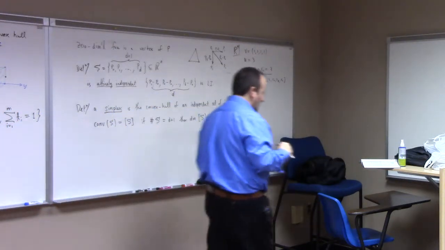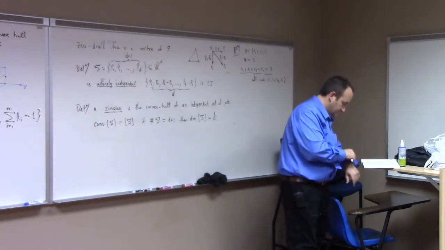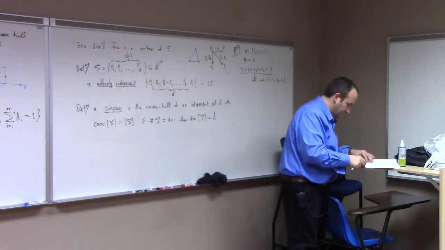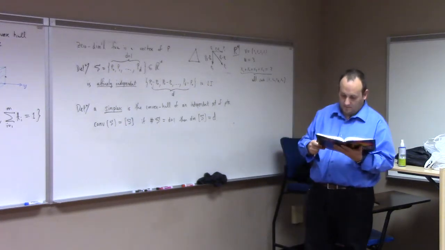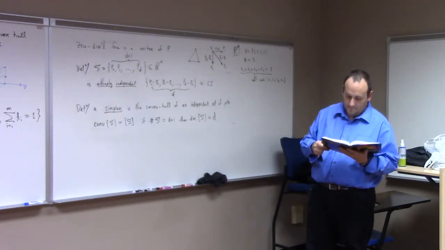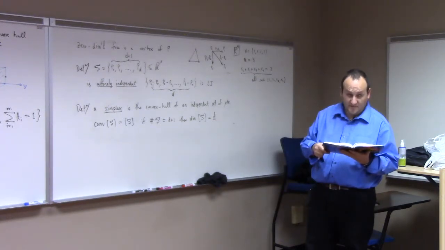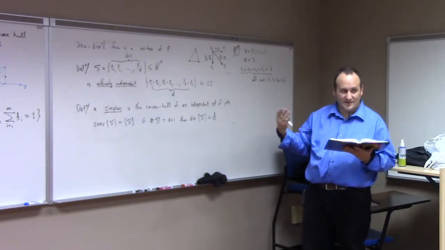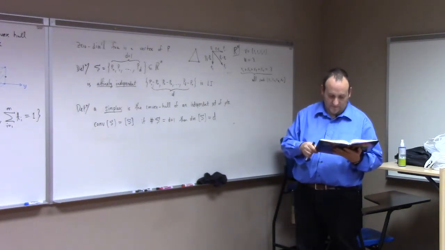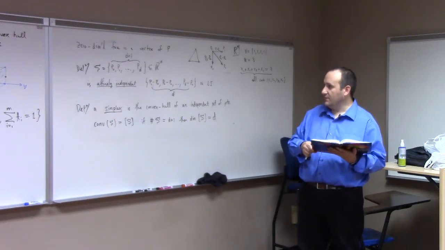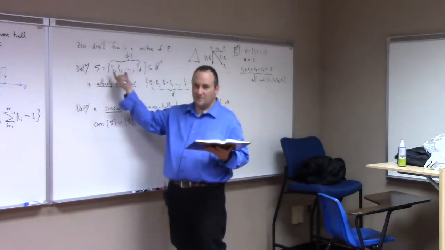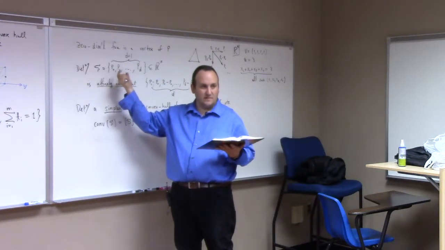He says, because a subset of an affinely independent set of points is itself independent, any proper subset of an affinely independent set is affinely independent. That's kind of cool. In other words, if we were to take some subset of these, if they're independent, then that's going to define a lower dimensional simplex.